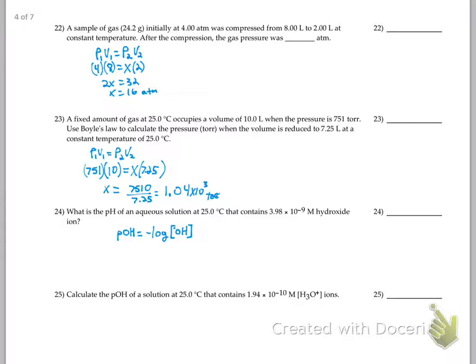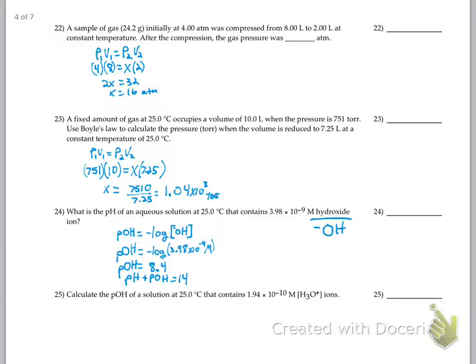So for the next problem, we're looking for the pH, and we're given a hydroxide. Remember, that's OH. So we can't find the pH. We have to find the POH first, and then the pH. So initially, we will use POH equals negative log of the OH concentration. pH plus POH is equal to 14.